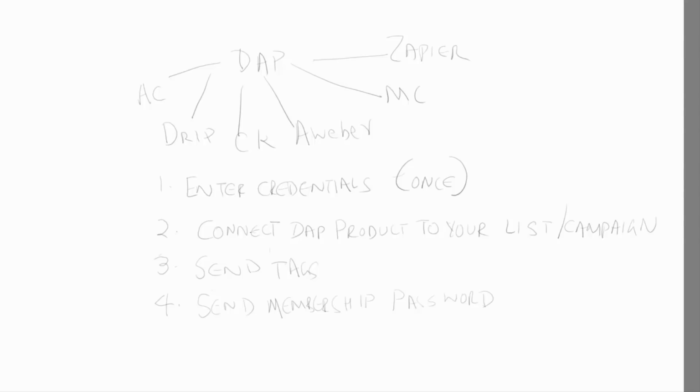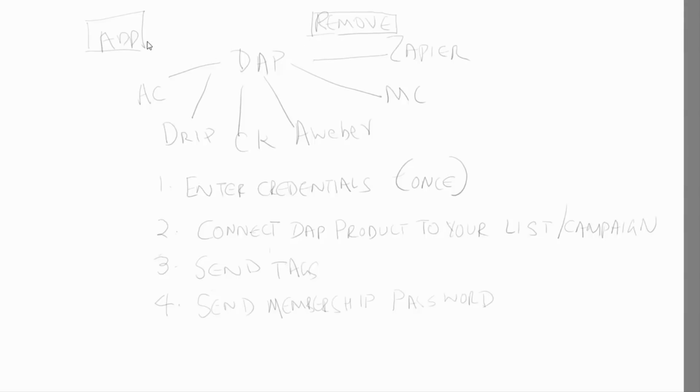And similarly, if you want to integrate with DRIP or ConvertKit or any other systems, you have to do the same thing. You just have to enter the credentials once. And once you have completed that, then going forward, if you want to connect any of your DAP products to any of these external platforms, so when a user is added to DAP or when a user loses access to a product in DAP, then DAP can trigger the automation to these external platforms.